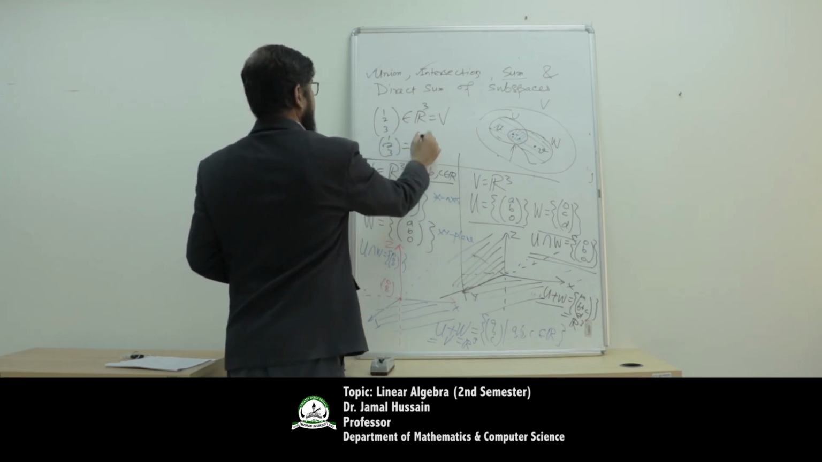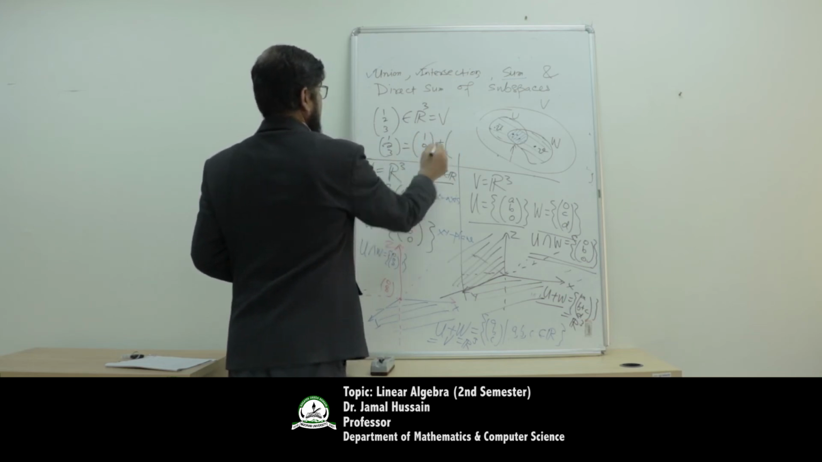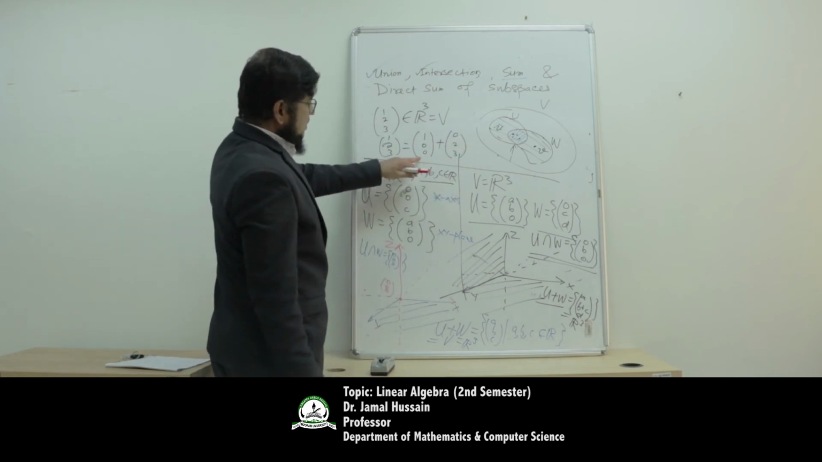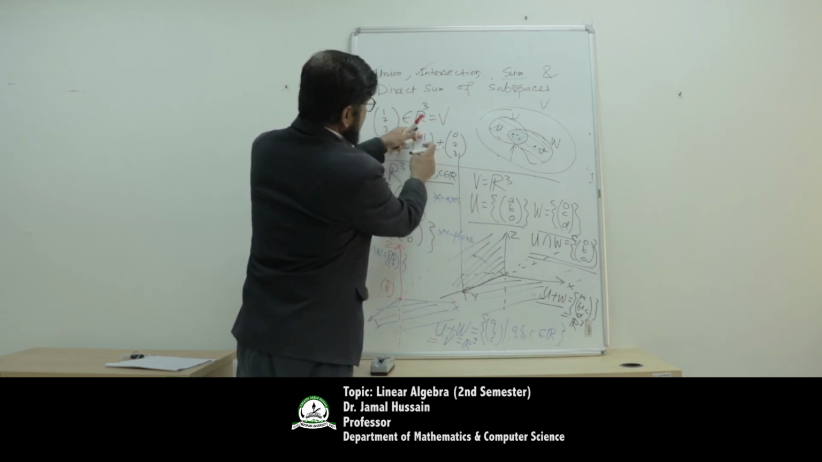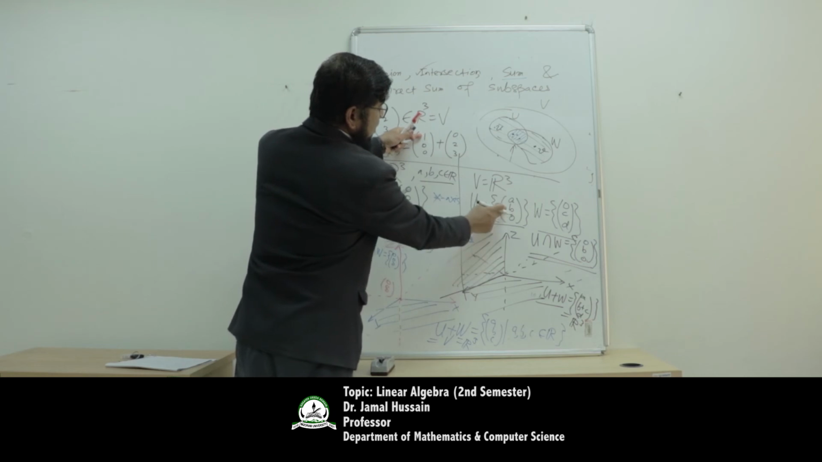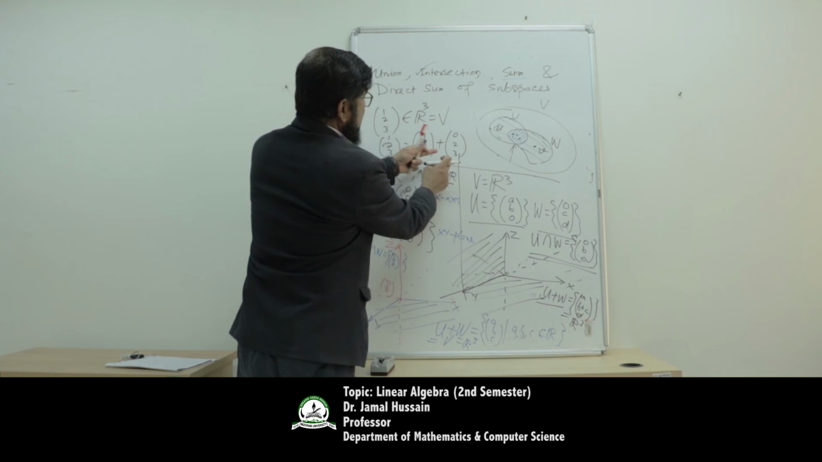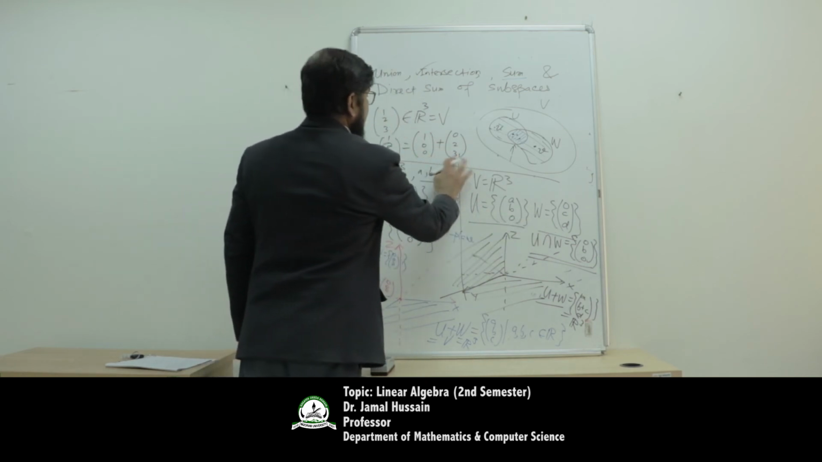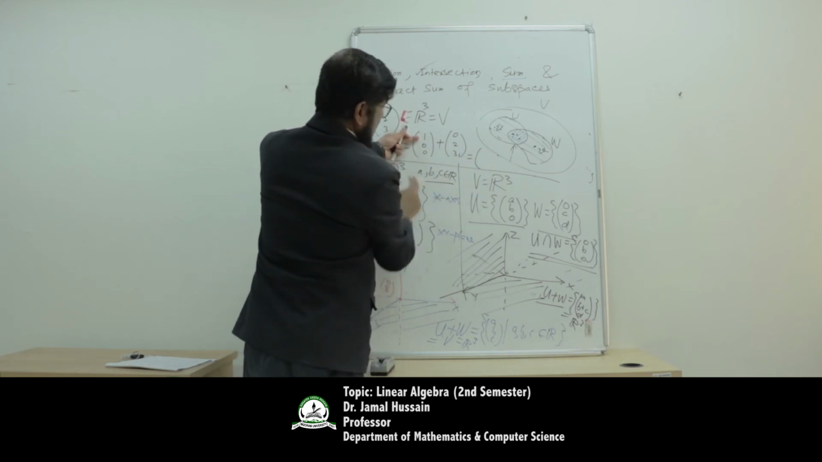I can write this as 1, 0, 0 plus 0, 2, 3. This belongs to U because it is of this form. First component non-zero, second, third component can be anything, it can be 0 also. So this belongs to U and this belongs to W. Here this can be anything, A, B, 0.